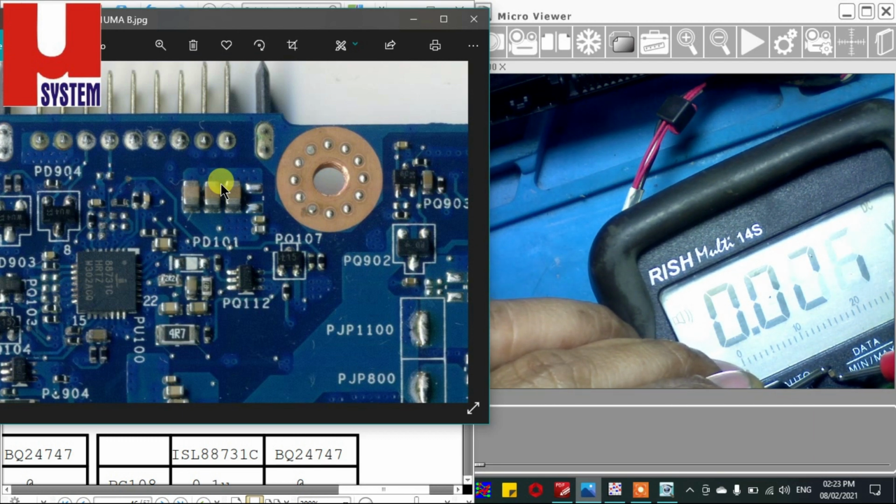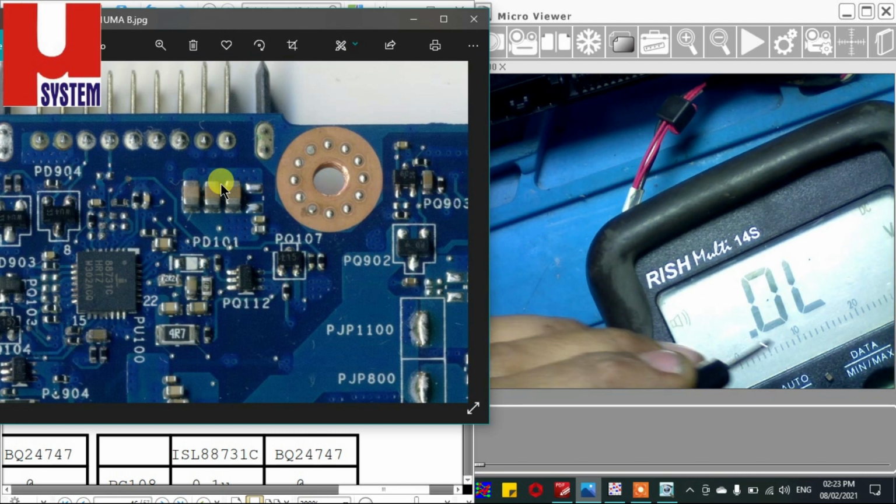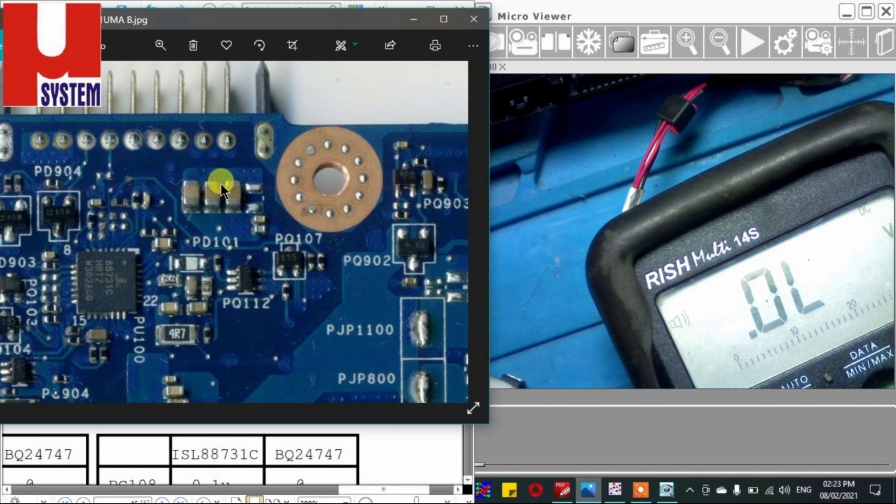As you can see, my PF is showing me some type of reading. It's showing me 0 ohms, and the buzzer is also ringing. So this PF is short, and because of this, your motherboard battery was not getting charged, or it was not getting operated with the battery also.